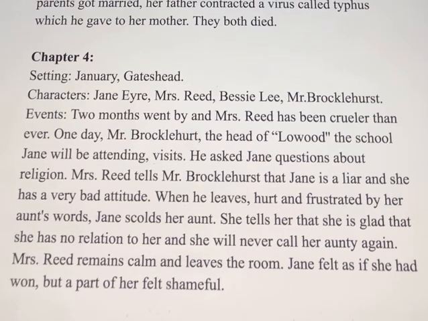Surprisingly, Mrs. Reed remains calm and leaves the room. Jane felt as if she had won, but a part of her felt shameful. Here you can see that Jane is a good person and she can differentiate between what's right and wrong.